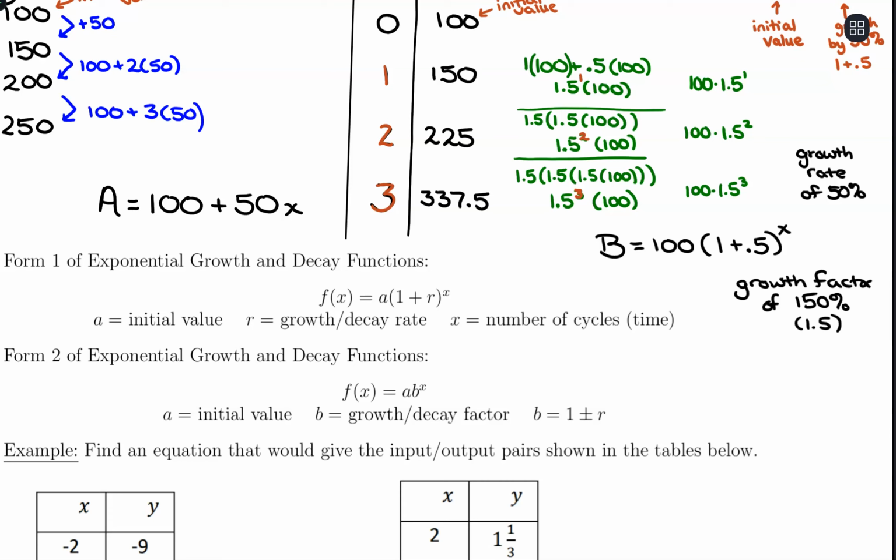Okay, so there's our two forms. I typically end up with this a times b to the power of x just because it is a simplified form, but at the root of it is that form that's coming from number 1 up above there.